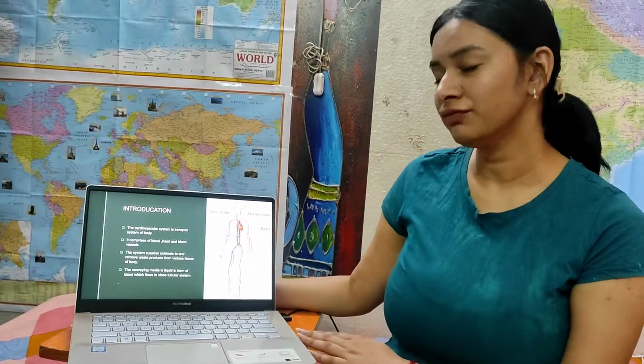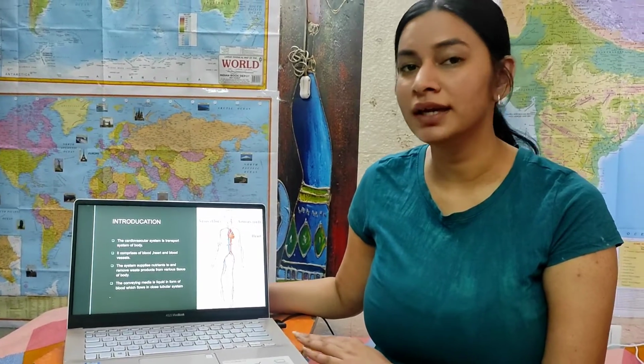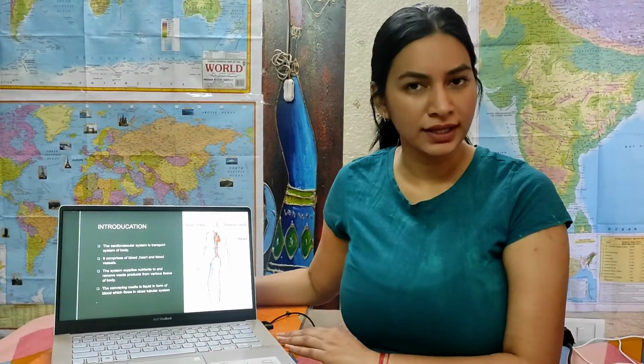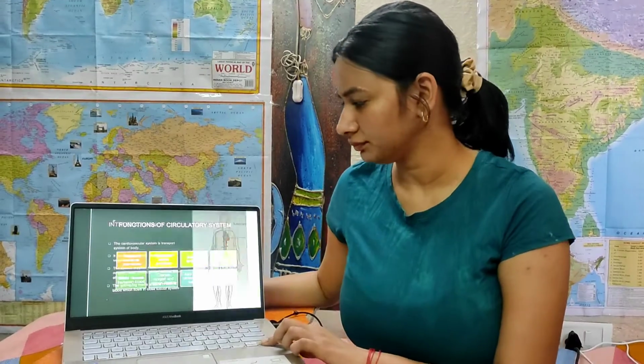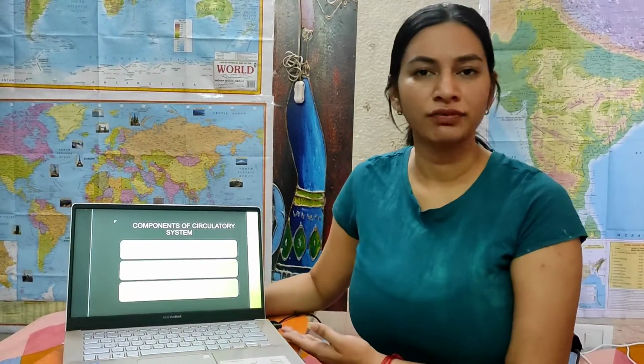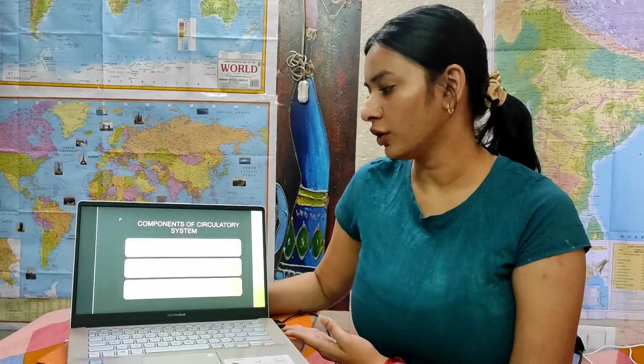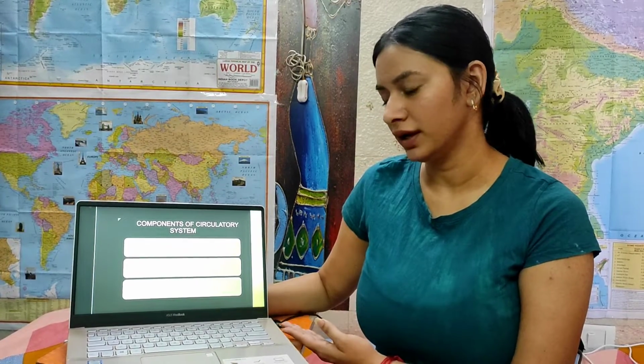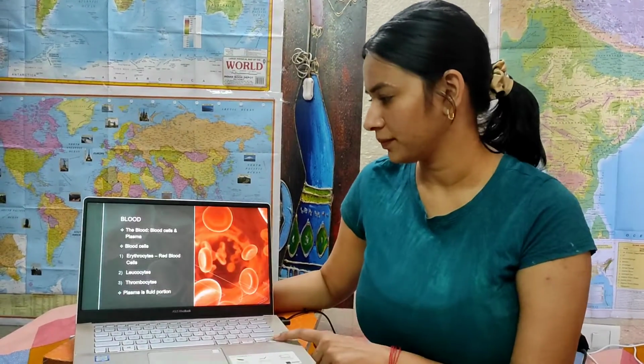Now, what are the main functions of the human circulatory system? The main function of the human circulatory system is to carry blood to various parts of the body, remove waste, and provide nutrients and hormones to the tissues of the body. As I have told you earlier, the components of the circulatory system are blood, heart and blood vessels.